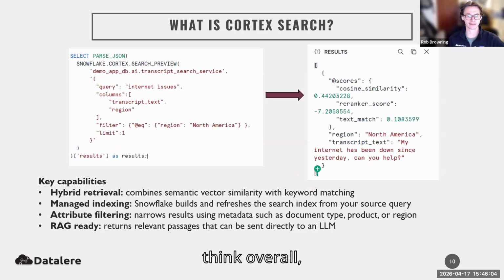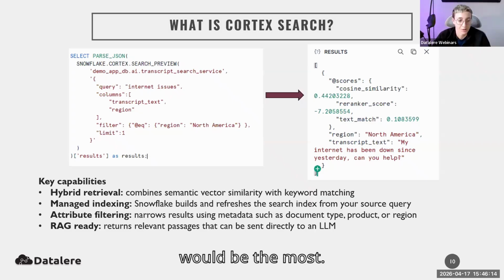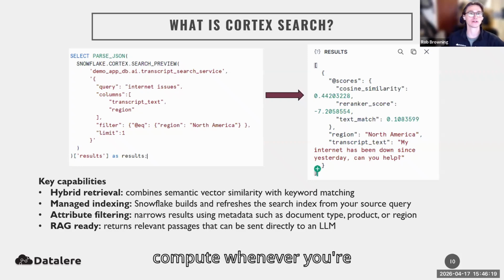Yeah, I think overall I would just pay the most attention to the target lag section, and that refresh interval would be the most. Obviously, larger corpuses of data are going to take more compute whenever you're indexing more tokens. So just be aware of that.